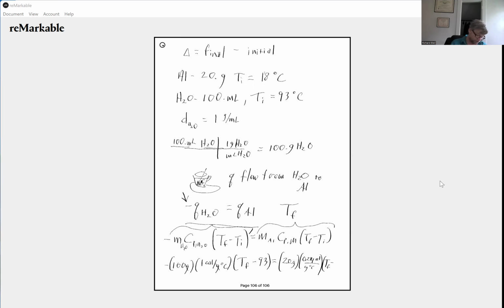And the initial temperature was 18 degrees Celsius. Forgot degrees Celsius here. So degrees Celsius will cancel. And calories in the numerator on the left side will cancel the calories in the numerator on the right side. Now, I'm not going to go through the algebra here, but I am going to give you an answer because I think you deserve an answer.